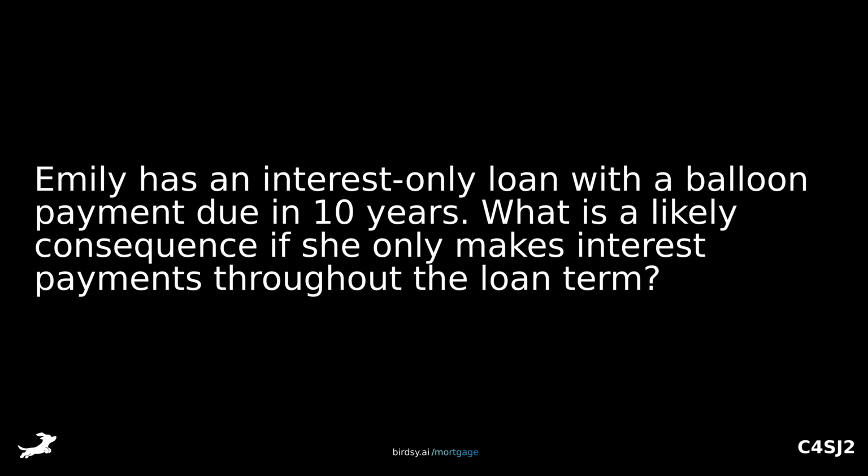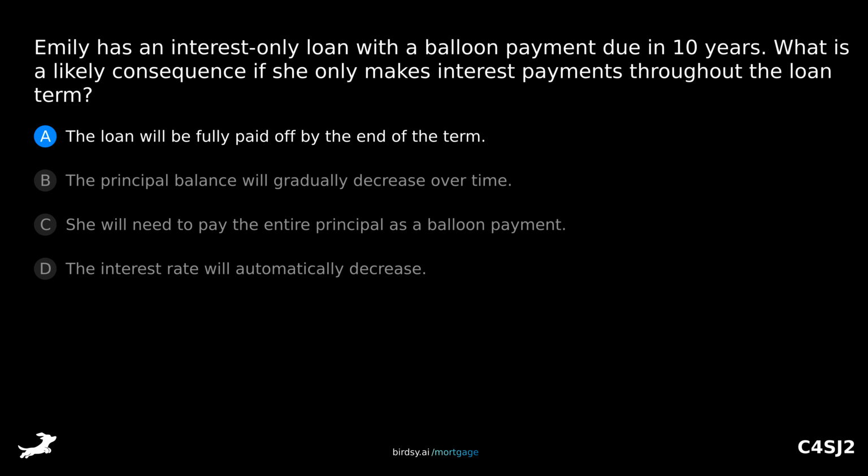Emily has an interest-only loan with a balloon payment due in 10 years. What is a likely consequence if she only makes interest payments throughout the loan term? Is it A, the loan will be fully paid off by the end of the term? B, the principal balance will gradually decrease over time? C, she will need to pay the entire principal as a balloon payment? Or D, the interest rate will automatically decrease?